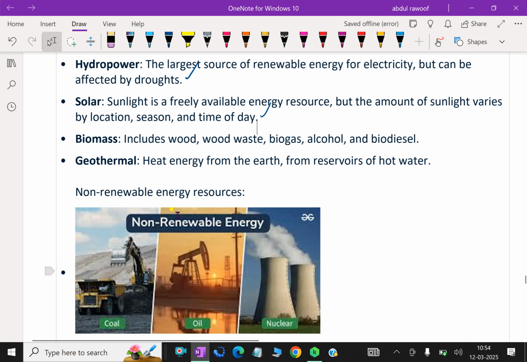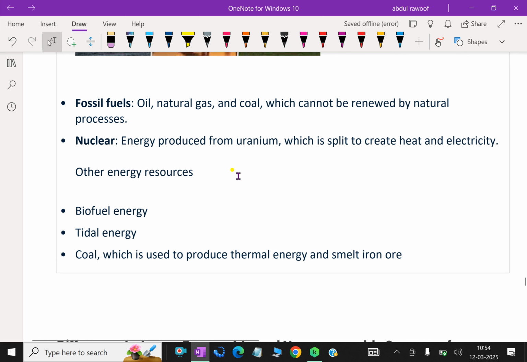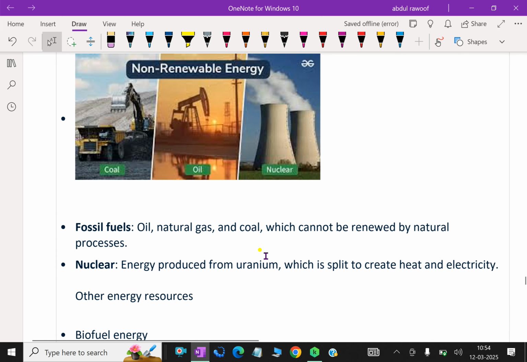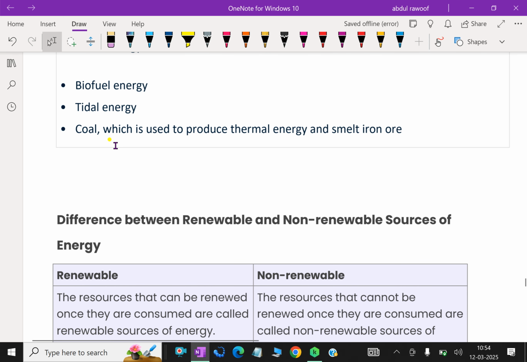Next, non-renewable energy resources. Fossil fuels: oil, natural gas, and coal, which cannot be renewed by natural processes. That means once used, they are gone. Nuclear. Nuclear energy is produced from uranium, which is split to create heat and electricity. Other energy sources: biofuel energy, tidal energy, and coal, which is used to produce thermal energy and smelt iron ore.